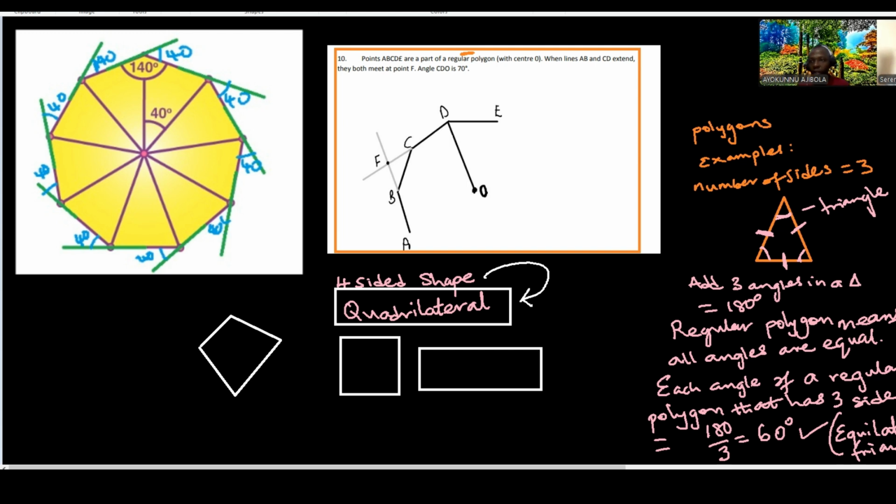But what is the difference between these three quadrilaterals? Number one is that this one is a square because all the sides are equal. This side equal to this side, equal to this side, and equal to this side. Is that clear? Yeah. Good.